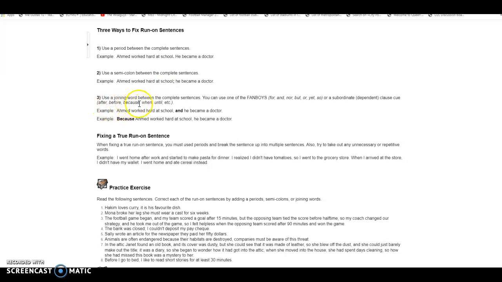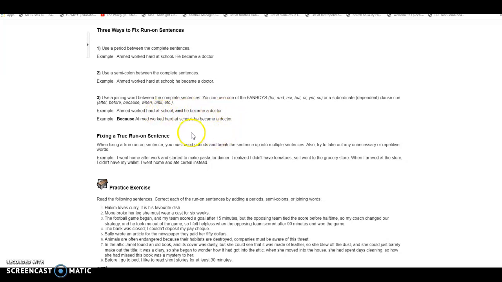Or you could add joining words, and there's two types of joining words, and we've talked about these joining words before. There's fanboys, and there's subordinate or dependent clause cues. So if we add a fanboy, we could say, Ahmed worked hard at school, comma, and he became a doctor. Now that's fine. You can have the comma and between these two thoughts.